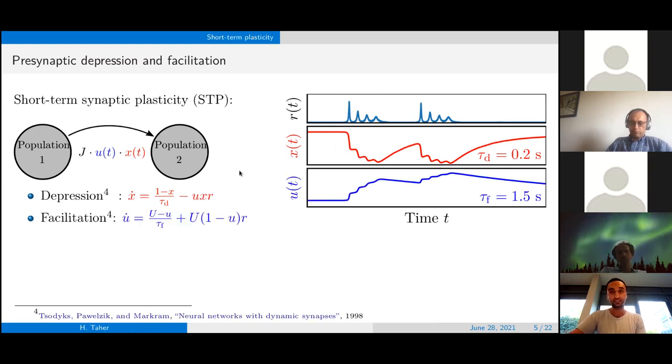Facilitation is the opposed effect. It's a strengthening of the synapses. So neurons fire, U goes up, and then it decays, but it decays on a longer time scale, at least in the prefrontal cortex.